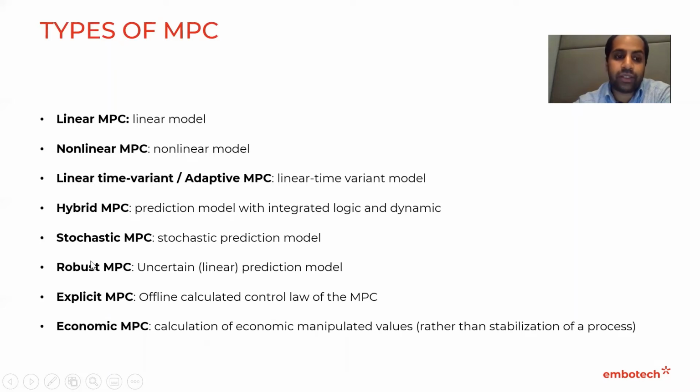What you can do as well is, instead of solving the optimization problem online during runtime of the process, you calculate your control law offline and save just this control law, and then you just execute your control law online. This is called explicit MPC. The last one is called economic MPC. There you calculate your economic manipulated values. Instead of having a stabilization process where you want to track a reference and have stable system behavior, here the focus is rather that you have control inputs that operate your process in a very economic way.